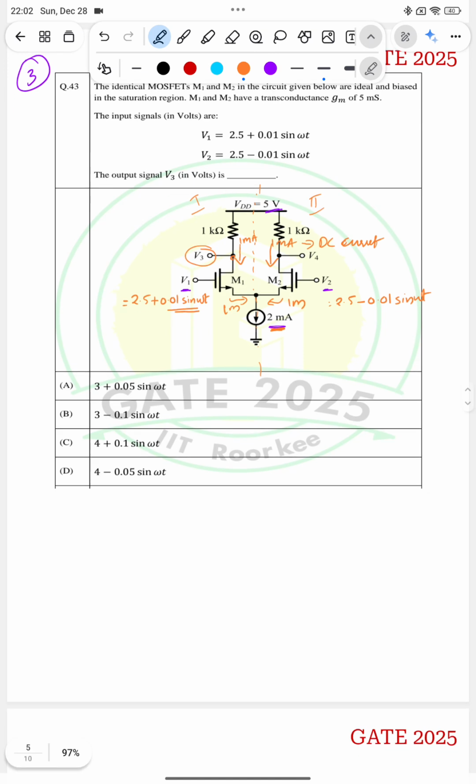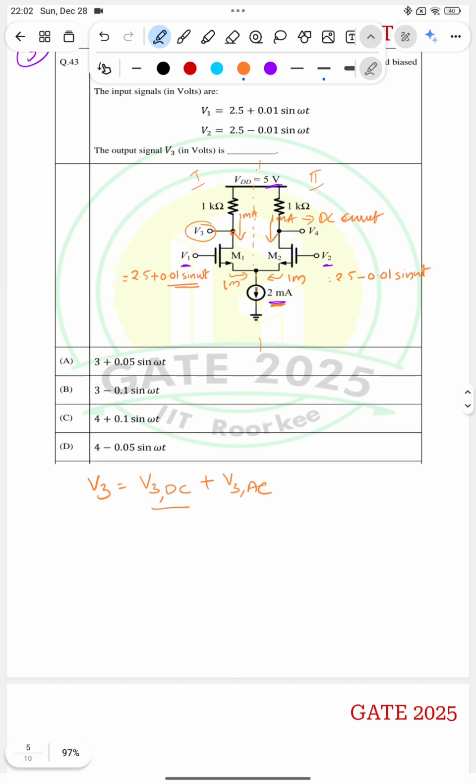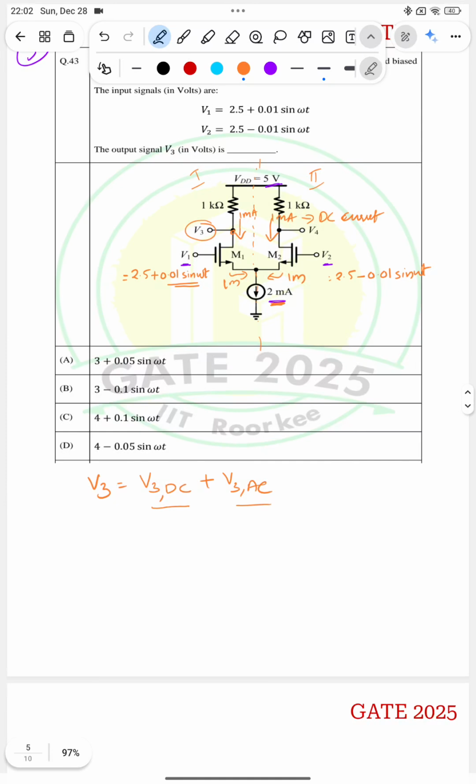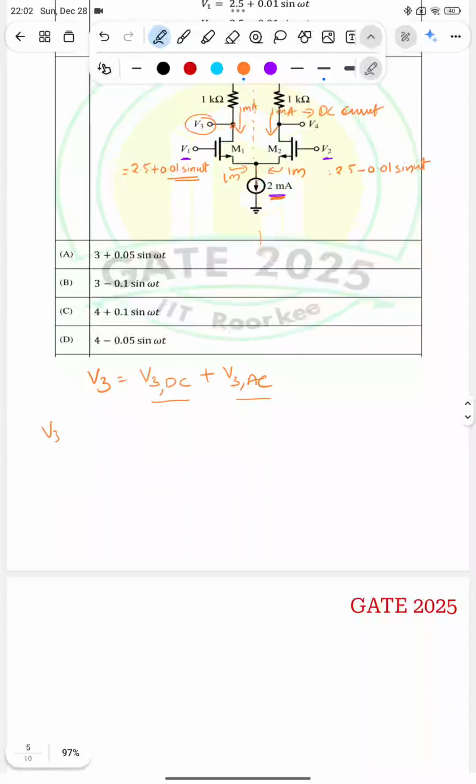Okay, so how to find this? The voltage V3 will have two components. One is the V3 DC voltage, and there will be a component due to AC. So to find the voltage V3, we will find both DC and AC separately and we will add them. That will be easy. So from here, what is V3 DC? What is this voltage, the V3 DC voltage?